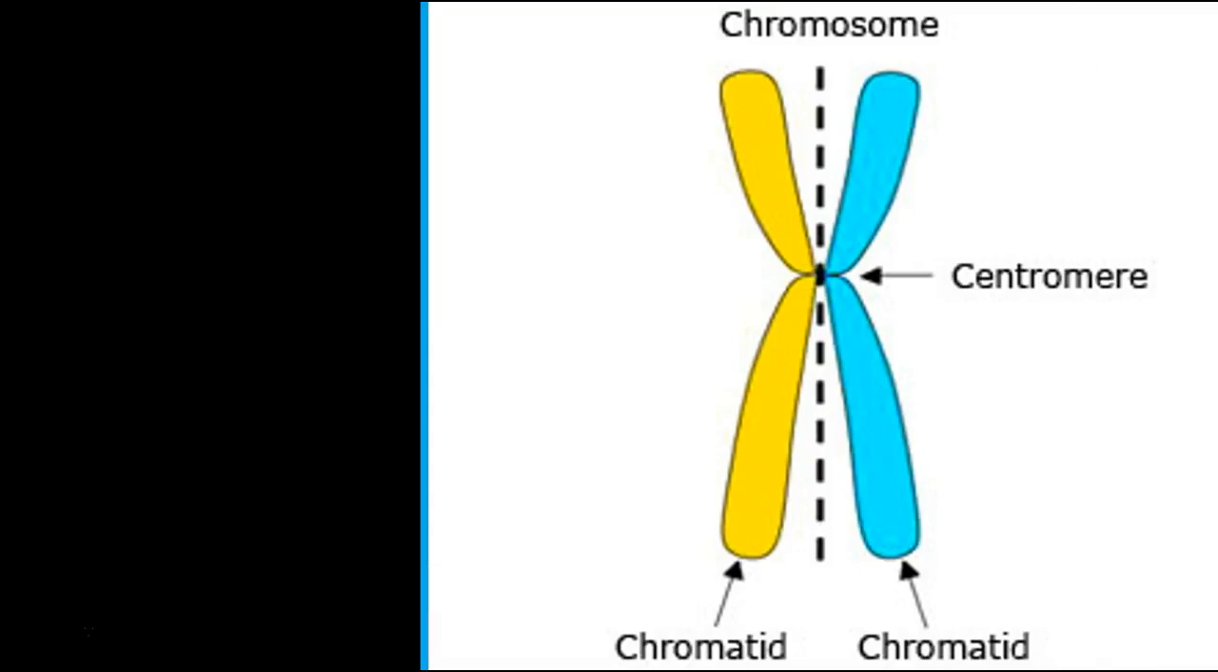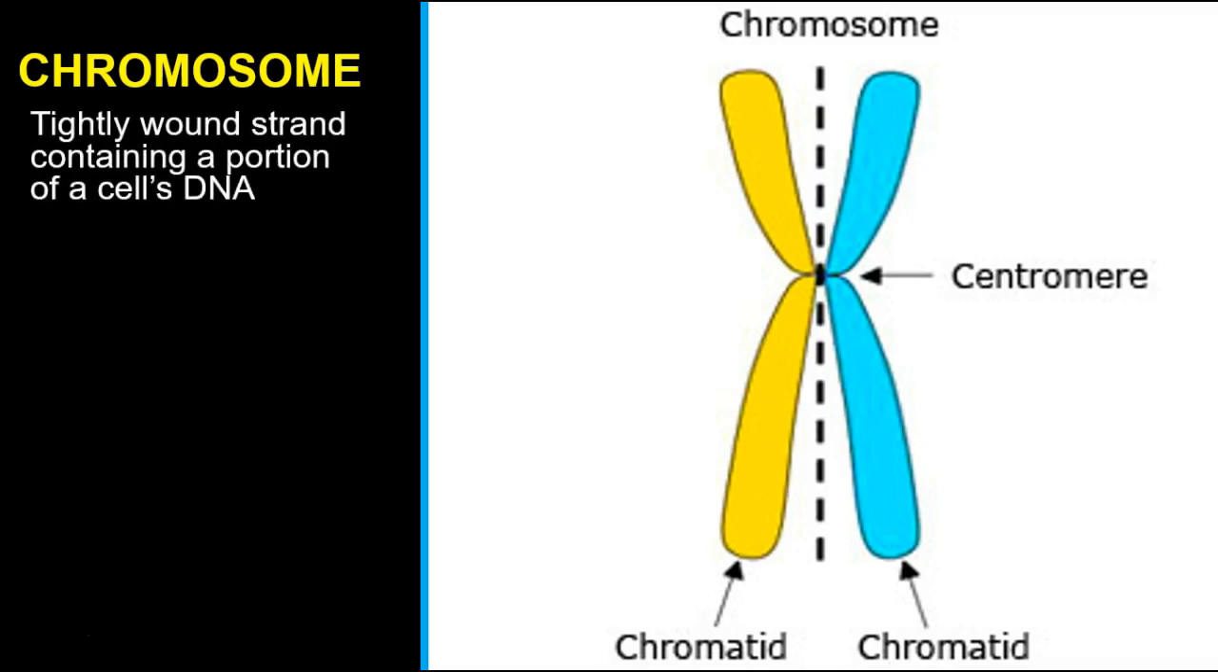Before we start talking about the process of mitosis, we need to introduce a couple of key terms so that we don't get too confused. The first is chromosome. You'll remember from our DNA unit that the double helix strand of DNA gets tightly wound up into a structure called a chromosome. So a chromosome is a tightly wound strand containing a portion of a cell's DNA.